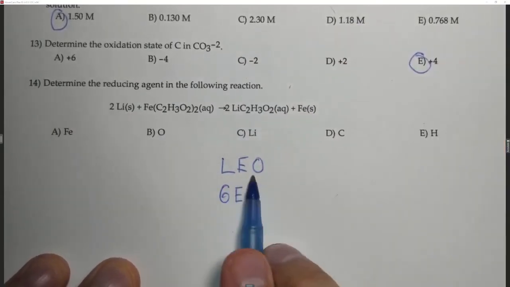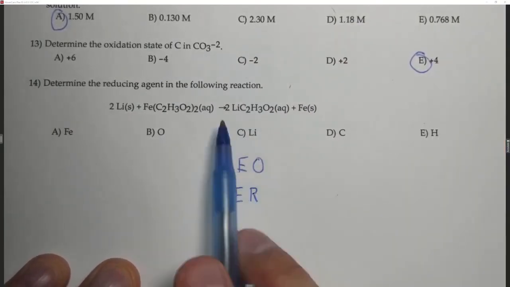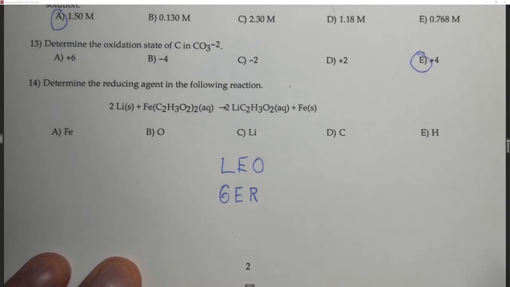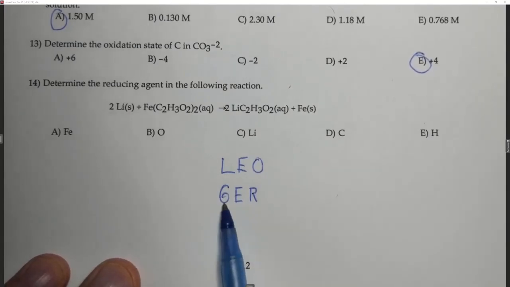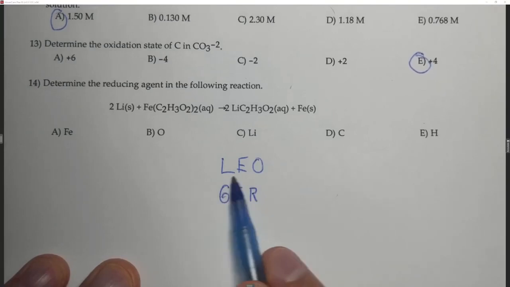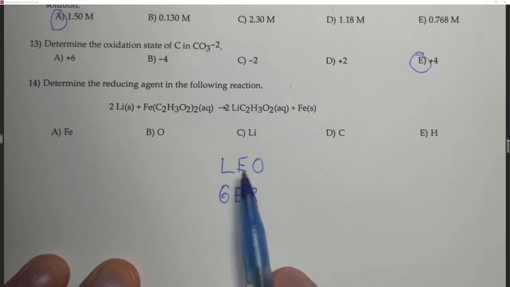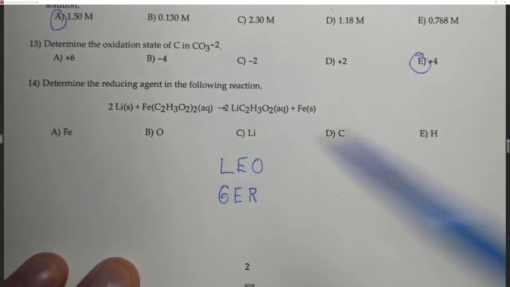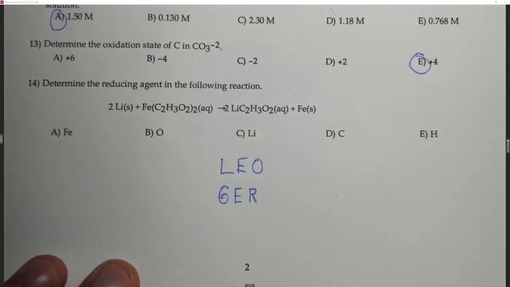So losing electrons is oxidation. Whichever reactant lost electrons is going to be undergoing oxidation and therefore will be the reducing agent. Just to refresh your memory, gaining electrons is reduction. So LEO the lion says GER: losing electrons oxidation, gaining electrons reduction. Now we need to figure out what is being oxidized and what is being reduced.